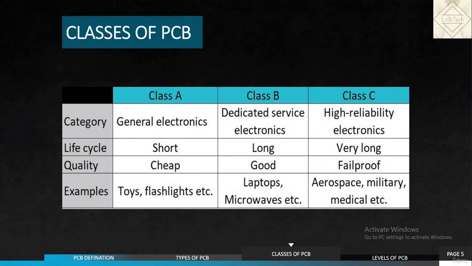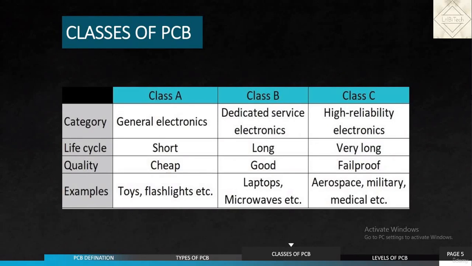The next classification is class C. It is high reliability electronics. The life cycle is very long, so we can also say a lifetime warranty, and these are all fail proof. In quality, it is fail proof. Most often, class C PCBs are designed for aerospace, military, medical, and submarines also use class C PCBs.